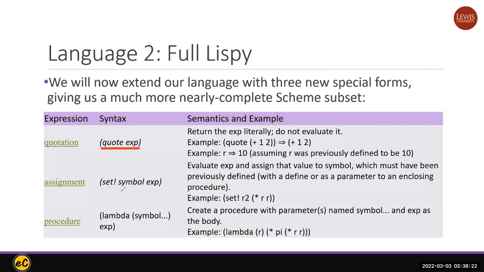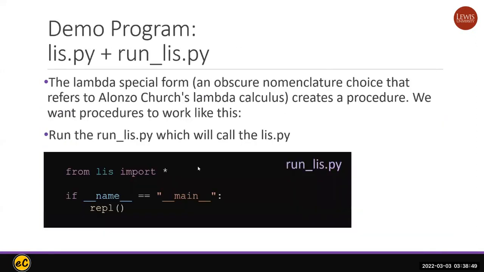Another one is setq. Setq is to set a variable with a certain value. So setq is a set symbol with some expression. You will evaluate the value and then associate the value with the symbol. And the third one is a lambda expression. For a lambda expression, you have the lambda parameter list and the expression for the value. So these are the 3 new forms that we added to the full Lisp.